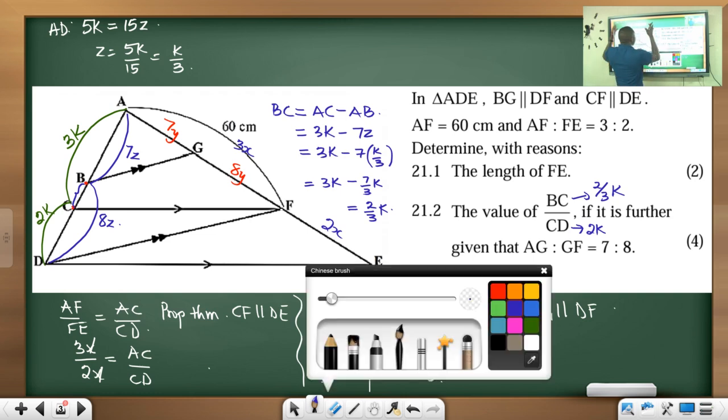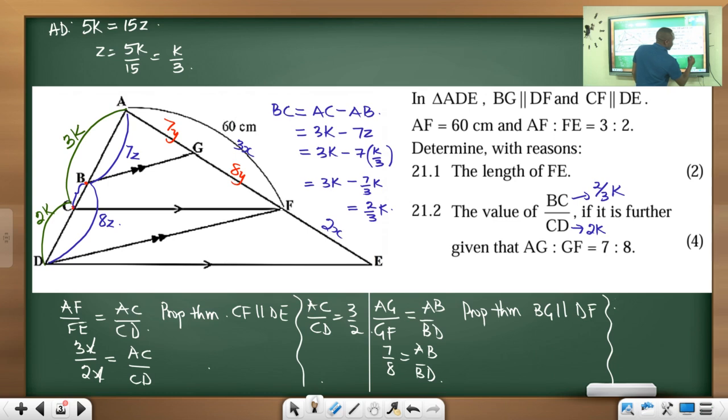So now, please, when you do your writing, everything must be written in that order. And I can find my final answer as BC over CD, which is 2 over 3K over what? 2K. And that would simply be the case, automatically cancel. 2 over 3 divided by 2 would give us 1 over 3. And we're done.